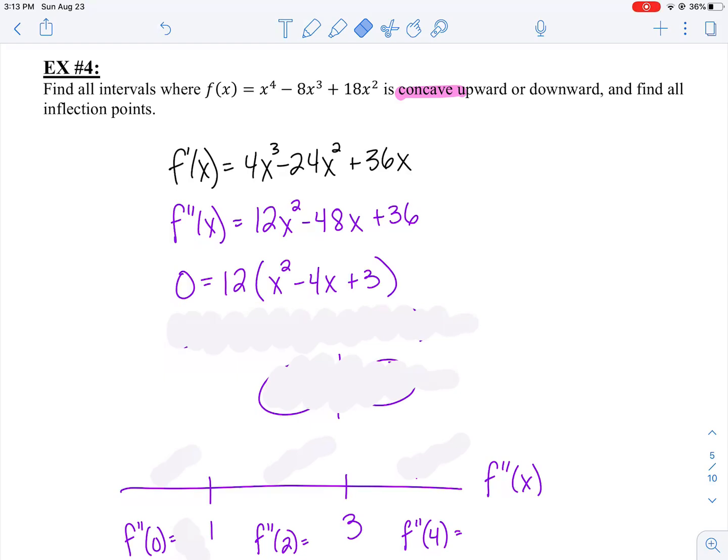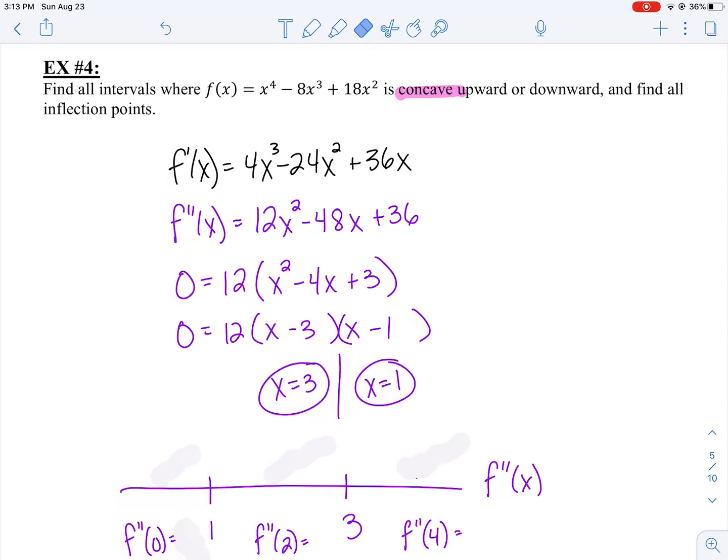So when I take my second derivative and I set it equal to 0, I can factor out a greatest common factor of 12, and then I can factor again, set each factor equal to 0, and I ended up getting x equals 3 and x equals 1 as my possible points of inflection. Now, I don't know if there's a change in concavity until I figure out whether the value of my second derivative is positive or negative.